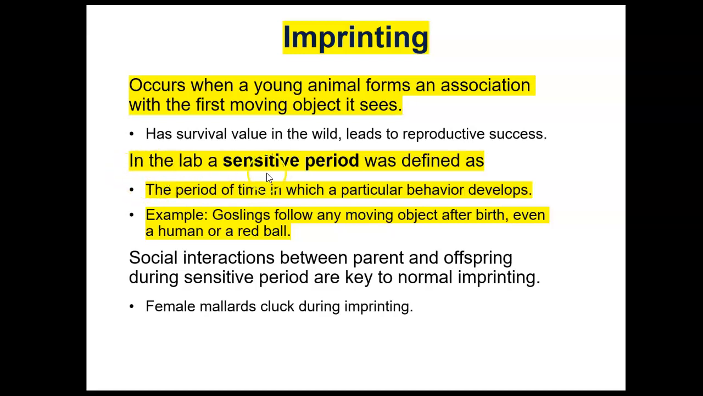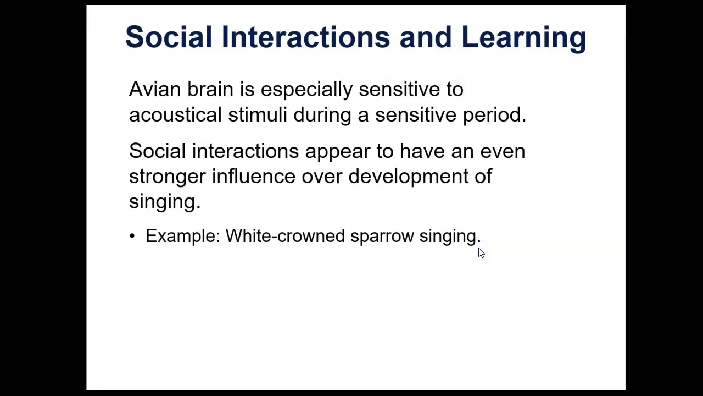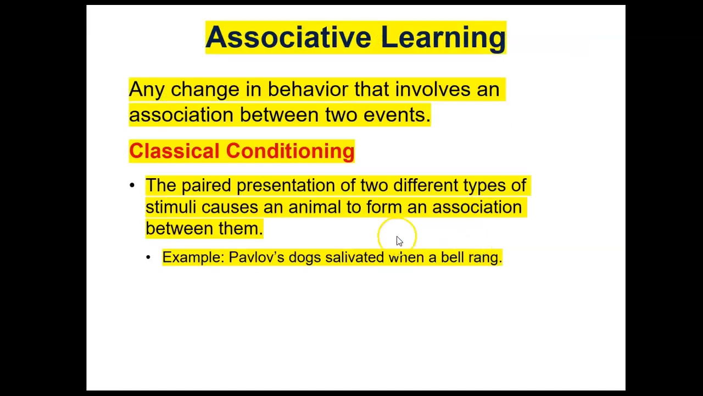In the lab, a sensitive period was defined as the period of time in which a particular behavior develops. So there's definitely a sensitive period with imprinting. An example here is that goslings follow any moving object after birth, even a human or a red ball. And here's a picture of Konrad Lorenz and his goslings that are following him, that imprinted on him. And again, I'm going to work on these links and make sure that you have them.